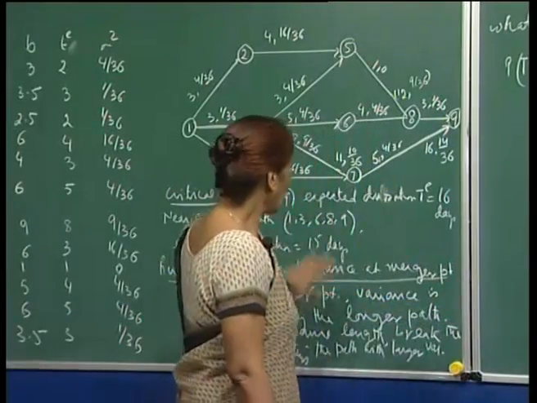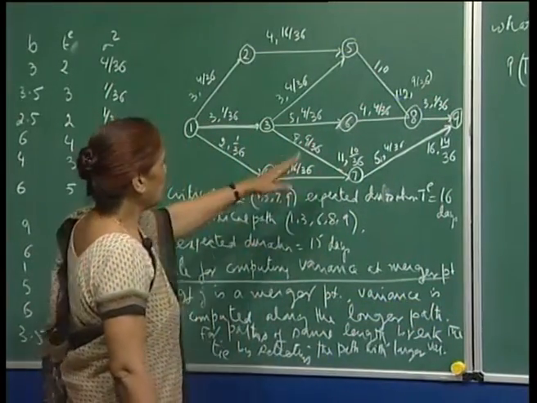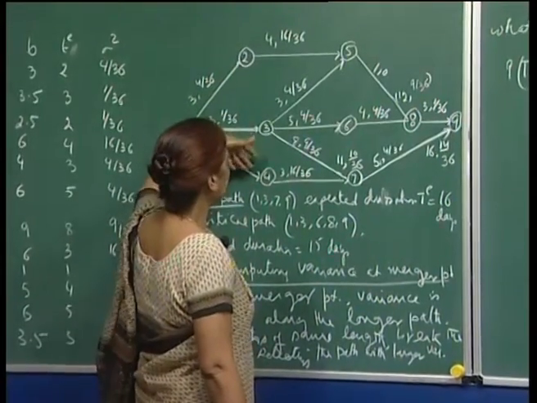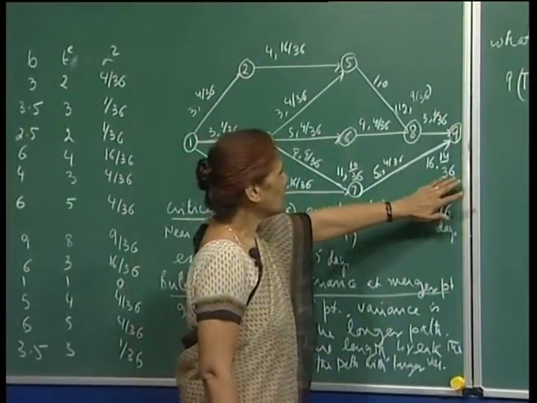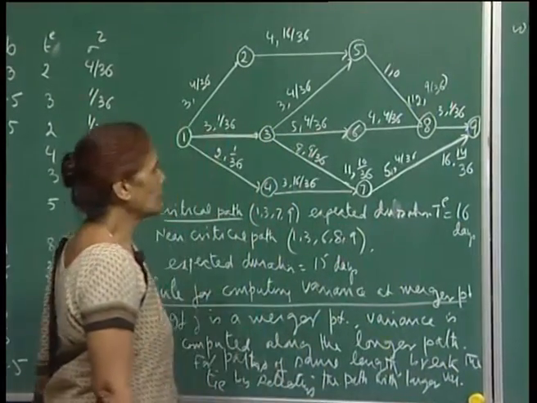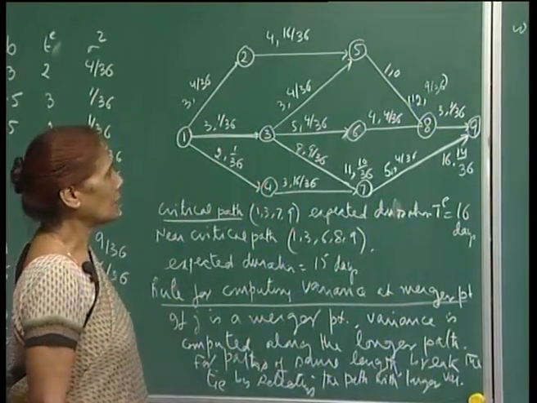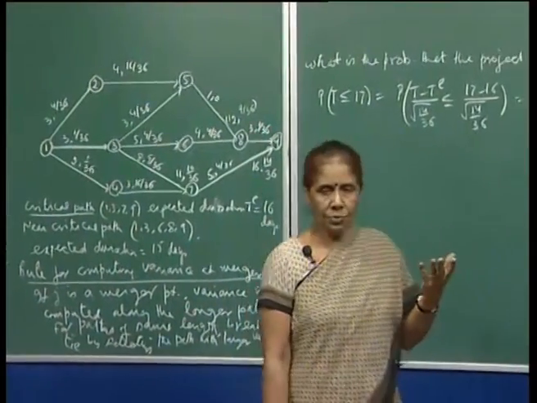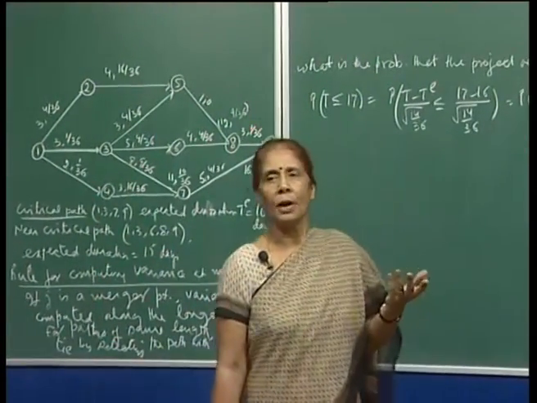Of course, that does not happen here. So, by this rule you start computing the variances for these nodes, and so on. You reach node 9, which is 14 by 36. Okay. Now, the kind of questions that the management normally has to answer.